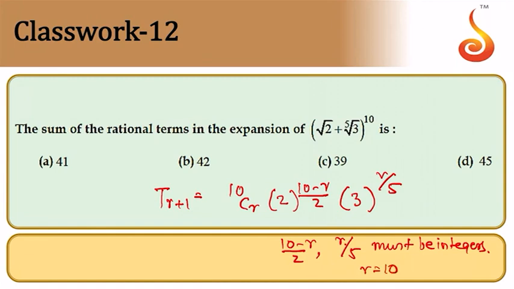There are only two rational terms possible. So what are those? Suppose I put R is equal to 5, which is not possible. If you put R is equal to 10, then 10 by 5 is 2, which is possible. 10 minus 10 will give you 0, that is again possible.